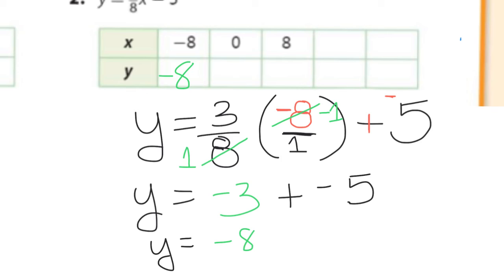Okay, so let's try the next one, 0. Now it's nice whenever you're multiplying by 0. When I multiply 3/8 times 0, 3/8 times 0 is simply 0. Plus -5 would give me -5. So certainly using those zeros is easy.